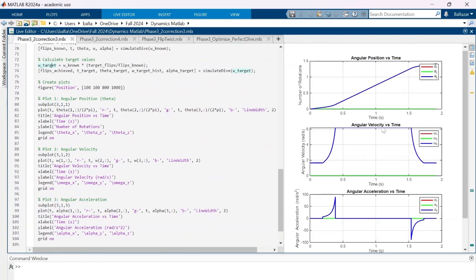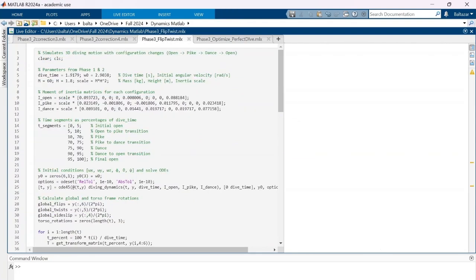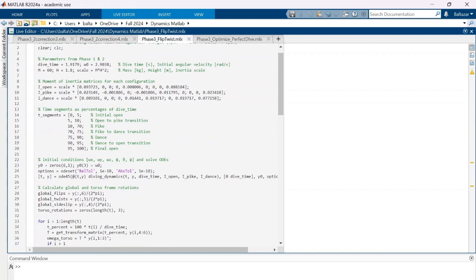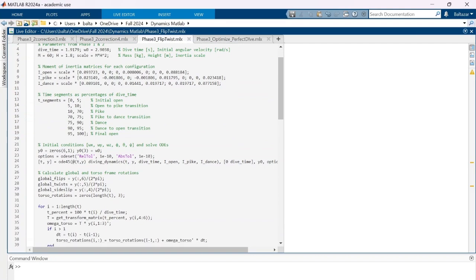Here are the plots. With phase 3 of our diving project, our goal is to simulate a complex dive where the diver transitions through multiple configurations from open to pike to dance and back to open, while tracking the resulting number of flips and twists. As always, we list our parameters: the total dive time, the initial angular velocity calculated from phase 2, the moments of inertia of each configuration, and the different time segments we're going to use.